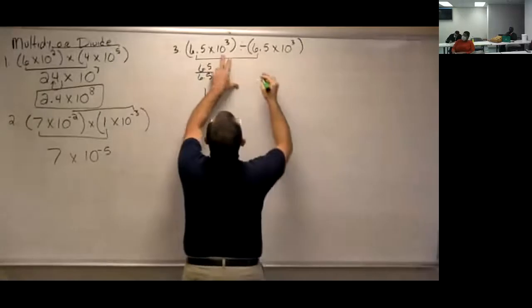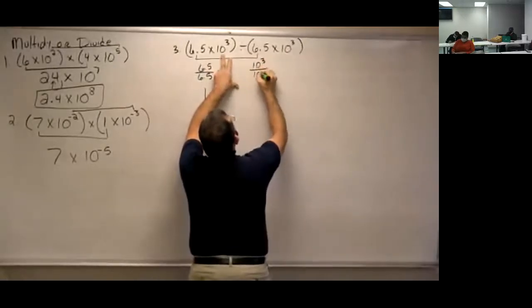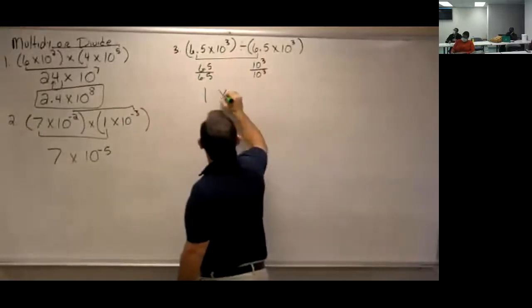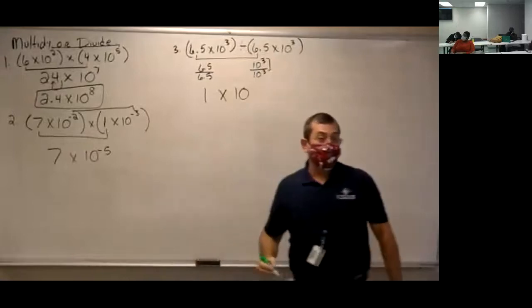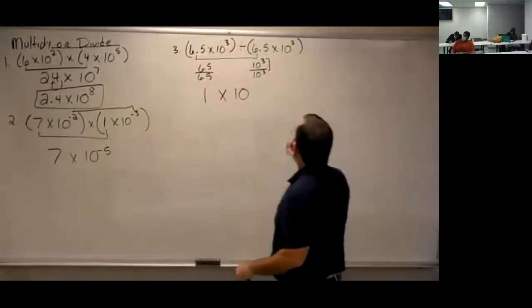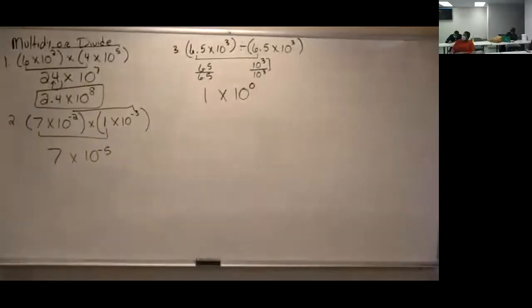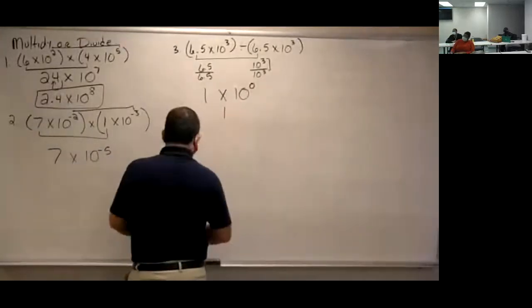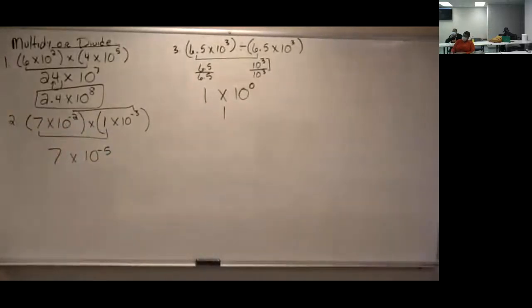Over here, I got 10 to the third divided by 10 to the third. We're going to subtract exponents, and 3 minus 3 is 0. So is 1 times 10 to the 0 the same as 1? What was 10 to the 0 you said a while ago? It's 1. And 1 times 1 is definitely 1. So I wanted y'all to see still, no matter whether it's numbers, scientific notation, decimals, anything divided by itself will still be 1, okay?